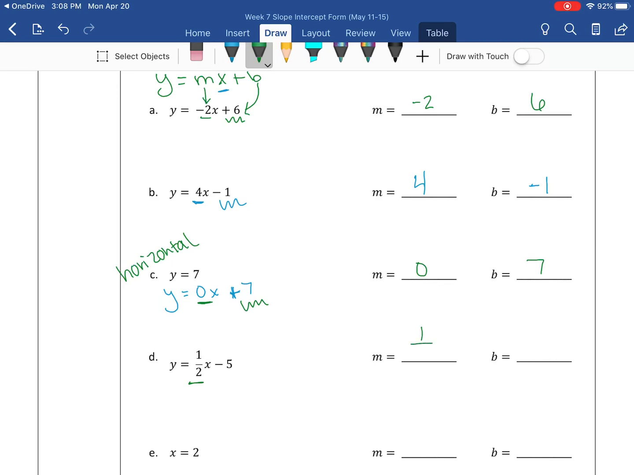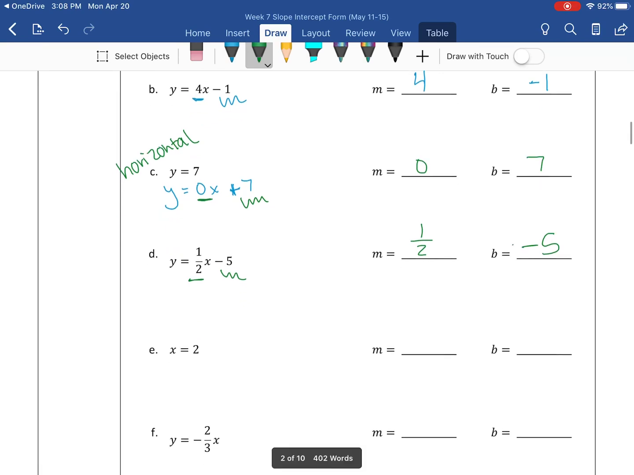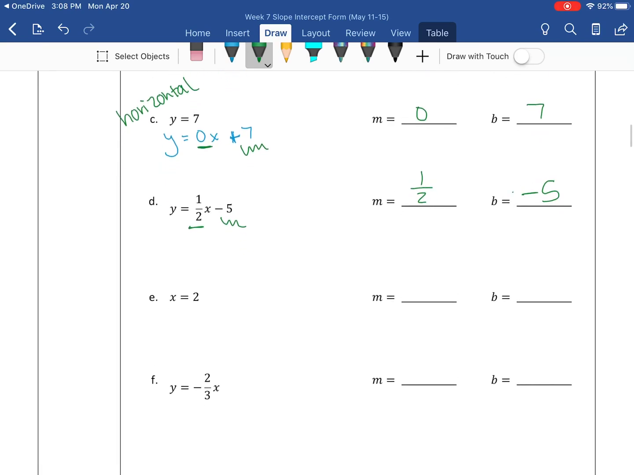For letter D, our slope is a half, and our y-intercept is negative 5. For letter E, we have x equals 2. So this is a special case where we have x, so that would be a vertical line. For this one, this would have undefined slope, and it would not have a y-intercept, so we'd write none. Because remember, that's that special case where you just have a vertical line, and it's not passing through the y-axis at all, and its slope is undefined.